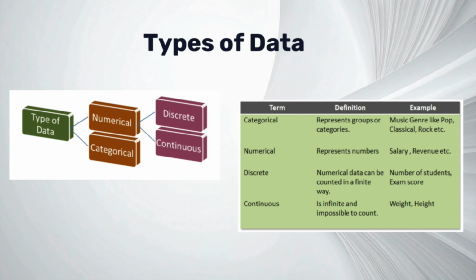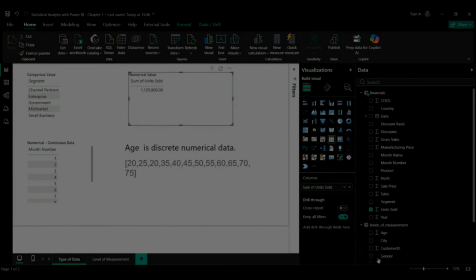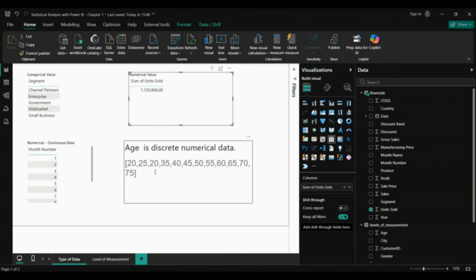Let's see one example in Power BI Desktop. So here we have some sample data, and you can see the categorical values like segment data, for example channel partners, enterprise, etc. For the numerical values, we have this units sold value, the summation of this value. Then this is our numerical continuous data, like month number 1 to 12. What is discrete numerical data? Age is our discrete numerical data.